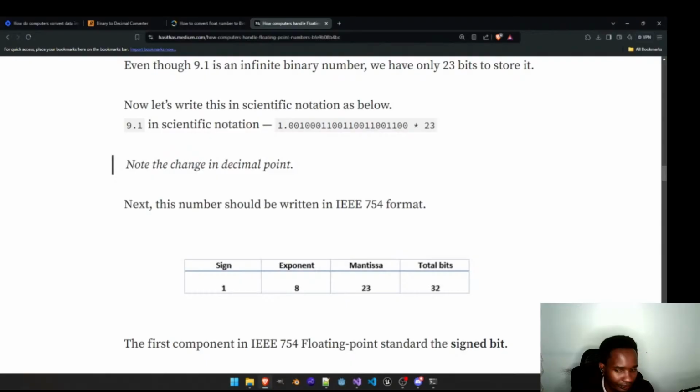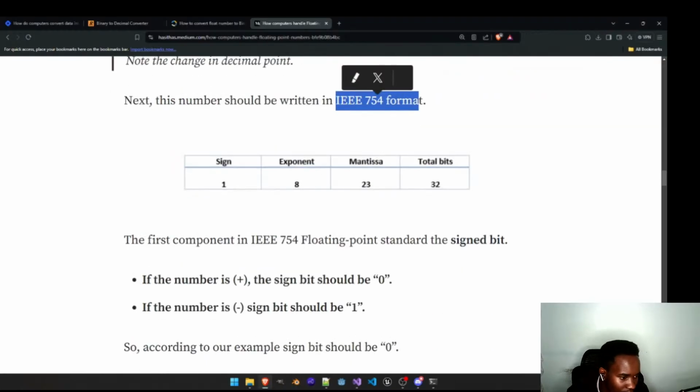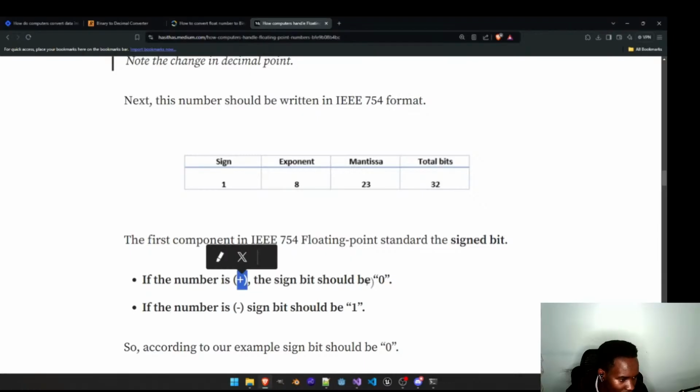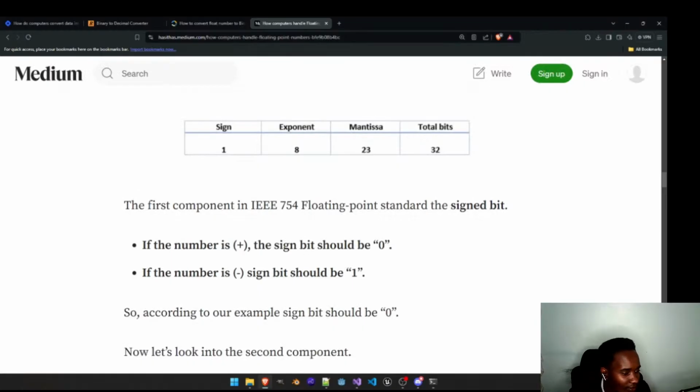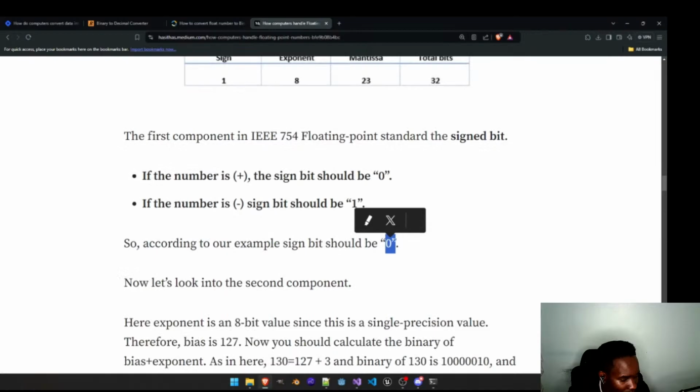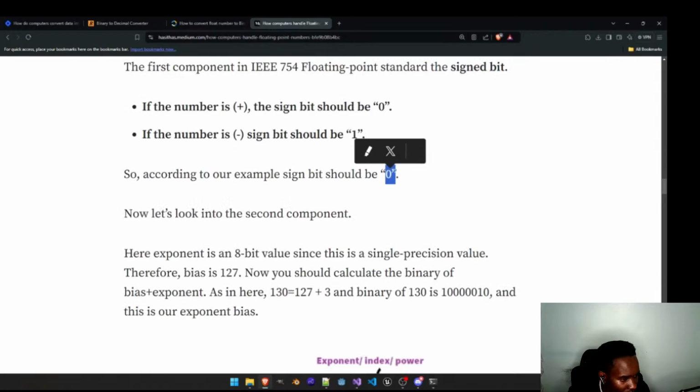So next, this number should be written in IEEE 754 format. If the number is positive, the sign bit should be 0. If the number is negative, the sign bit should be 1. I guess we got that wrong. According to our example, the sign bit should be 0. So 0 represents positive and 1 represents negative. That's good to know. Then here the exponent is an 8-bit value.